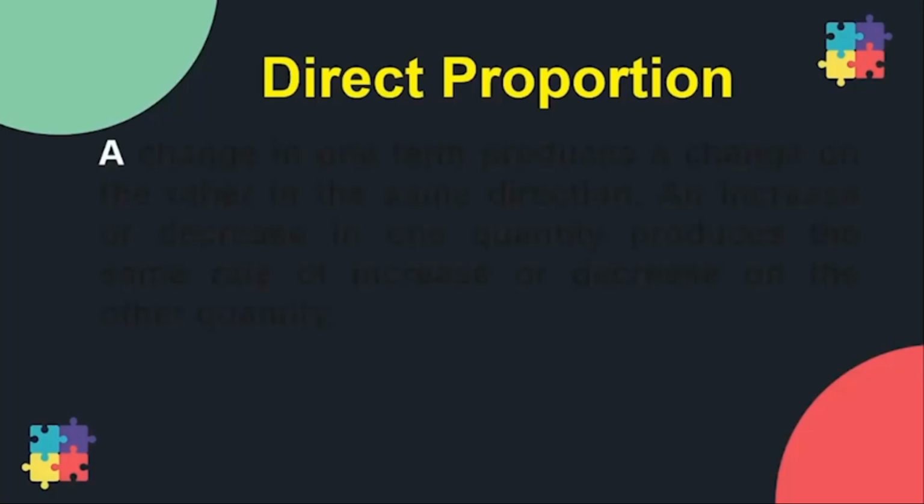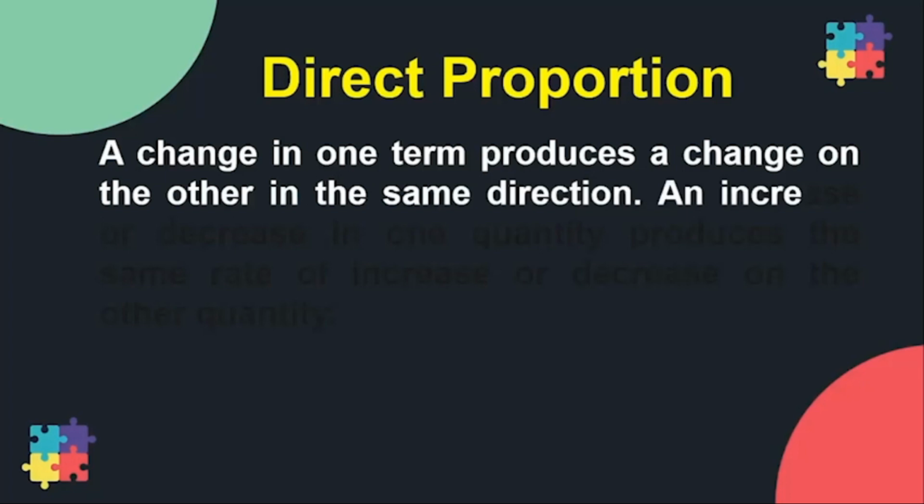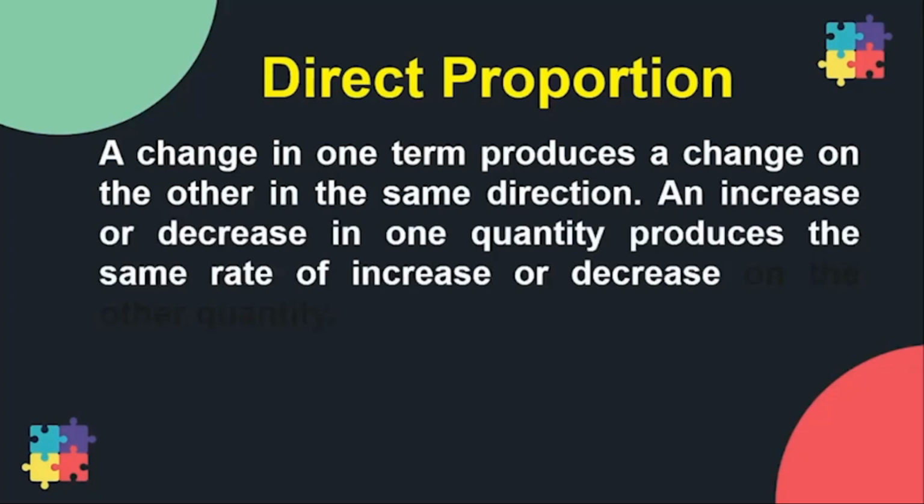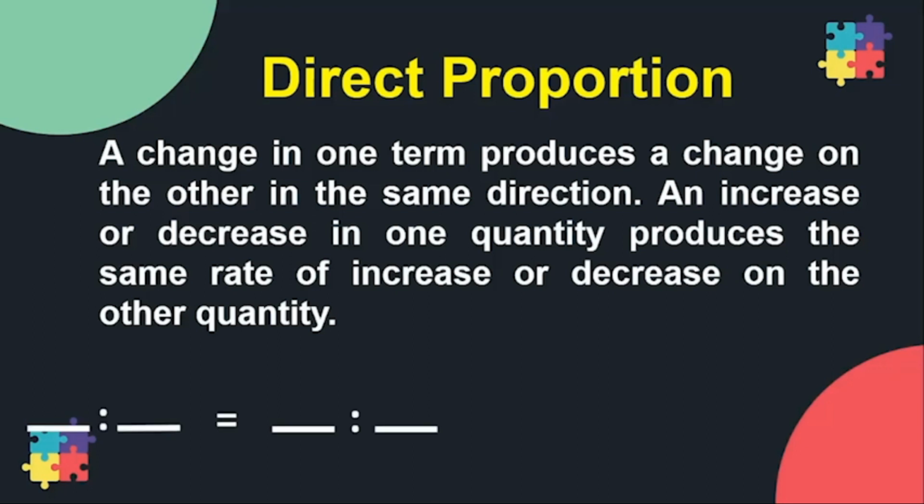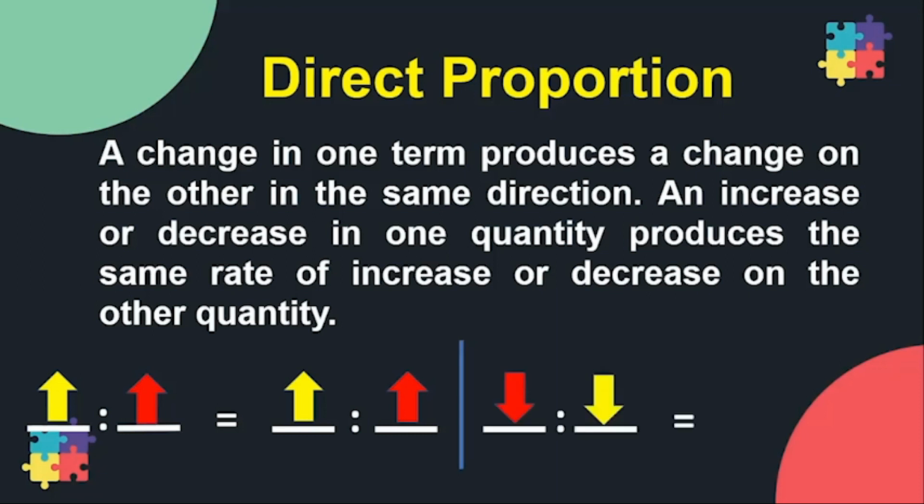When we say direct proportion, a change in one term produces a change on the other in the same direction. An increase or decrease in one quantity produces the same rate of increase or decrease on the other quantity. So in short, if the first term increases, the second term increases. So yan makikita ninyo. Kapag tumaas yung isa, tataas din dapat yung isa. Kapag bumaba naman yung isa, bababa din yung isa. So makikita ninyo yung pattern. So this is direct proportion.